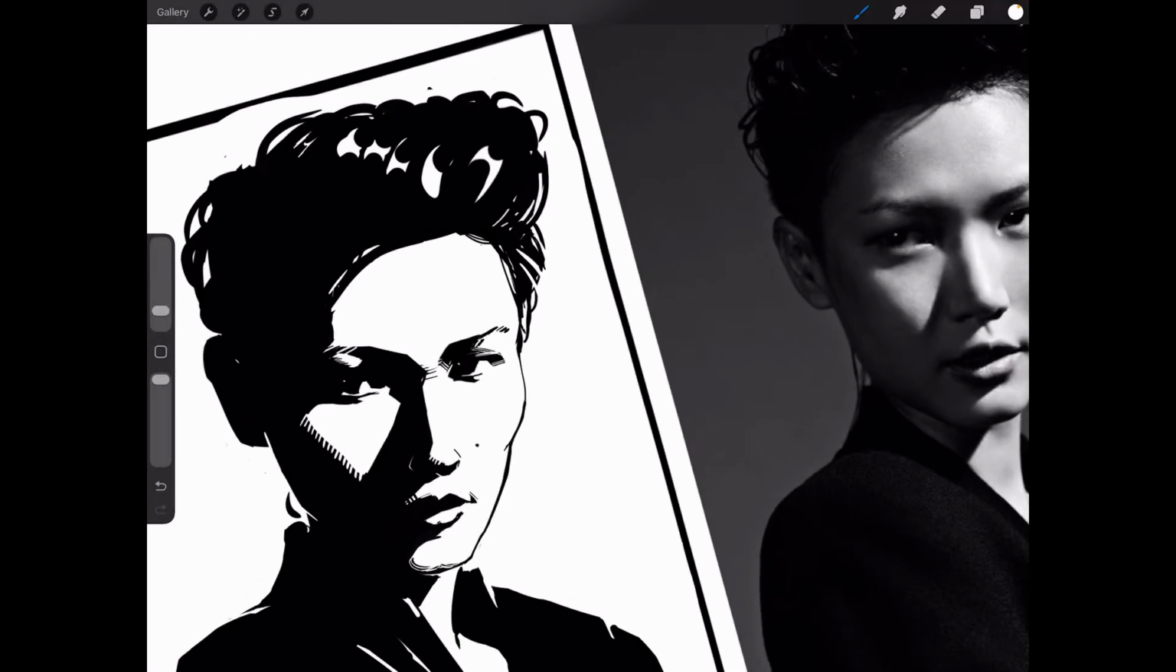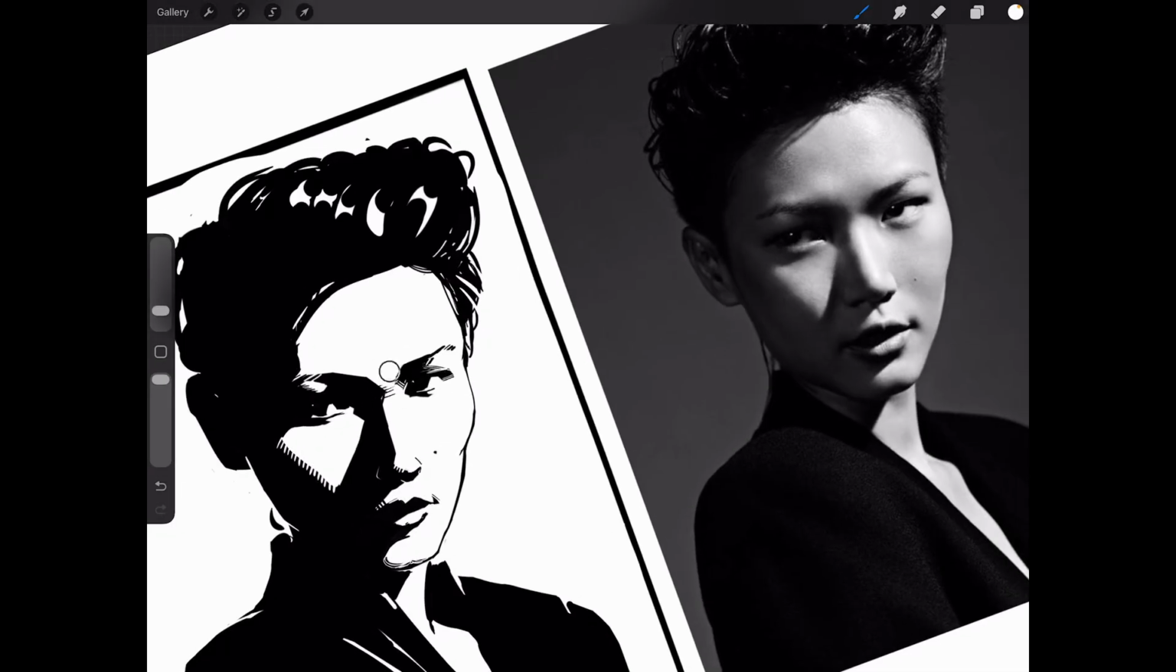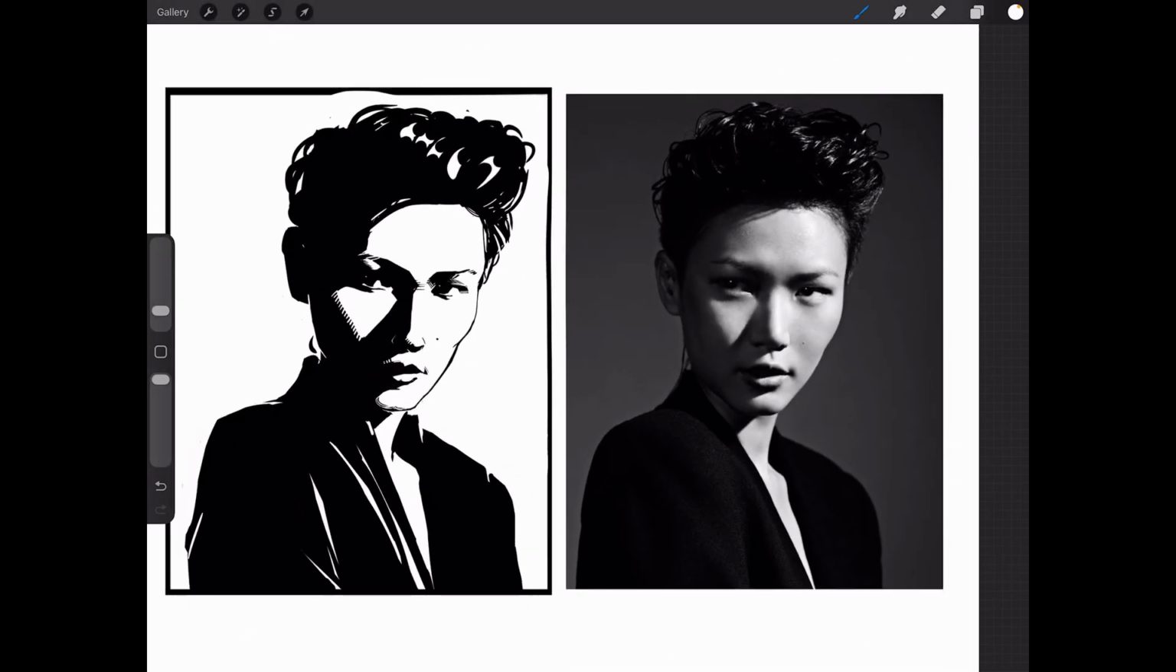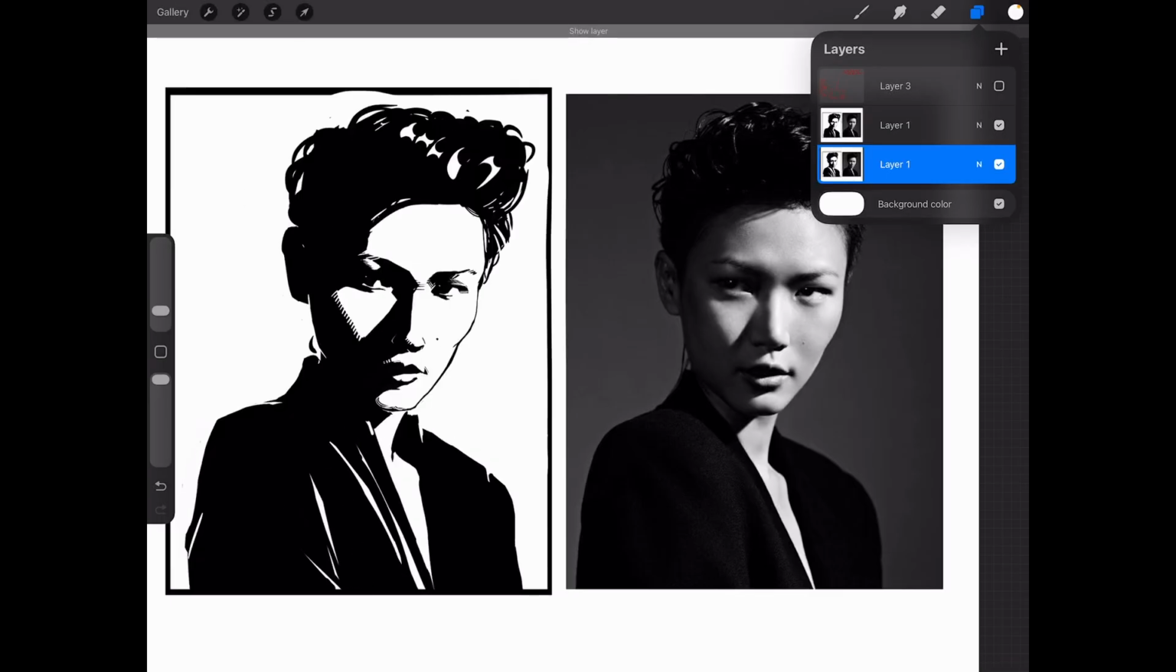For example, here in the eyes, at the top of the bridge of the nose, in the keystone, and many other areas where I need some more nuance despite the limited value range. Okay, so be attentive of that.